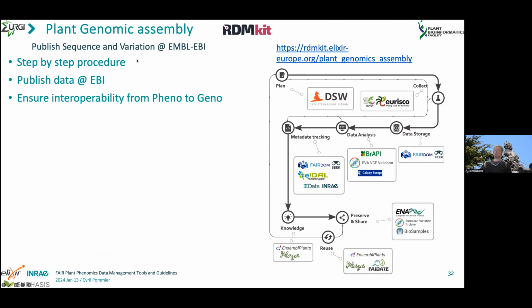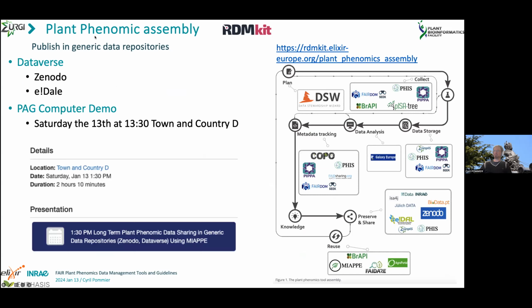The plant genomic assembly is a step-by-step procedure to publish data at EBI. It ensures interoperability from phenotype to genotype. It is available at this website. Also, you've got the plant phenomic assembly, which guides users in publishing data in generic data repositories such as Dataverse, Zenodo, or Recherche Data Gouv. So I did a computer demo on that at PAG.